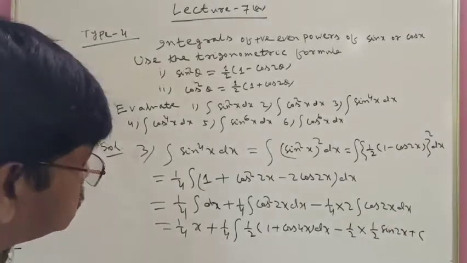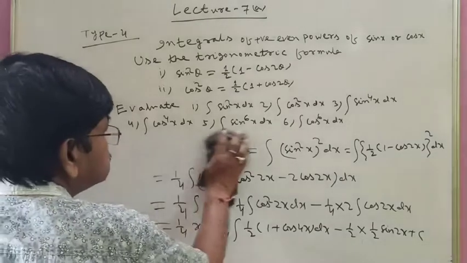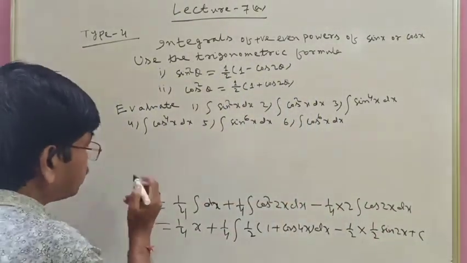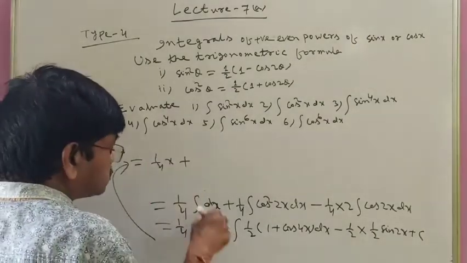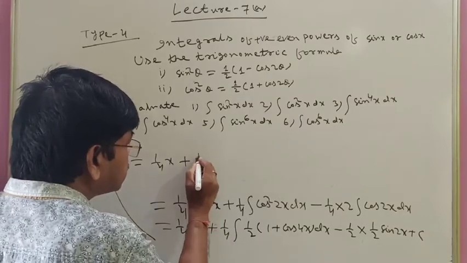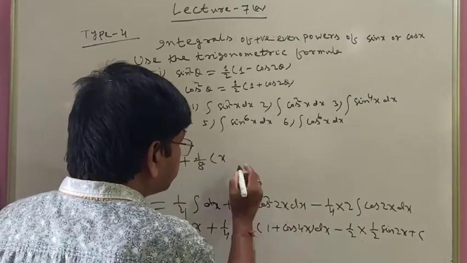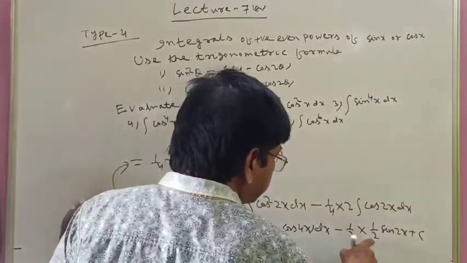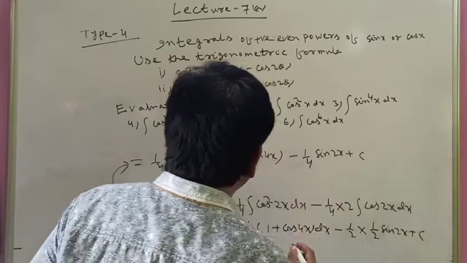Let us simplify this. After simplification, this becomes 1 by 4x, plus 1 by 4 into 1 by 2 is 1 by 8. Then the integration of 1 dx is x, and the integration of cos 4x is 1 by 4 sin 4x. This is 1 by 2 into 1 by 2, which is 1 by 4 sin 2x plus c. So this is your answer.